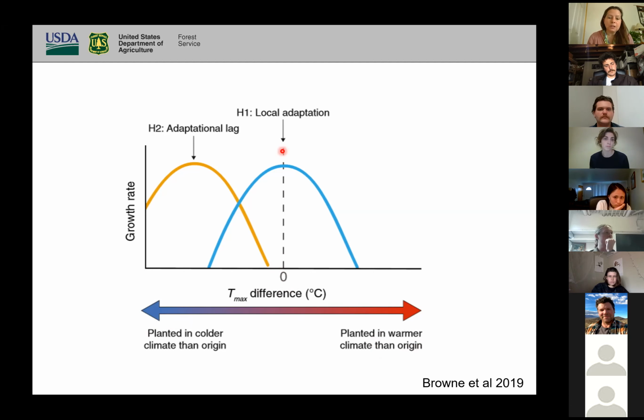Now, if there's absolute local adaptation, you're going to see the best performance when trees are transferred the least distance. But if there's an adaptational lag, like I was describing before, the trees will actually perform better if they're planted in a place that's colder than where they came from and not the temperature of where they came from.